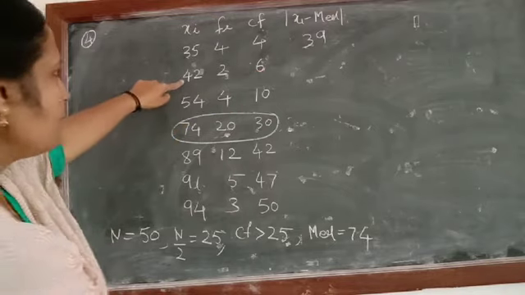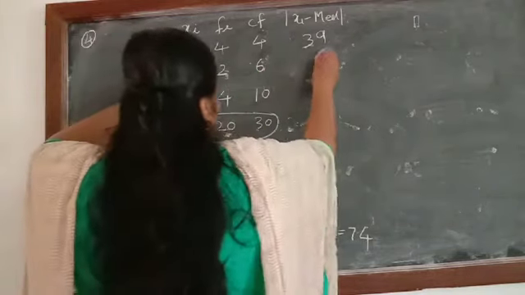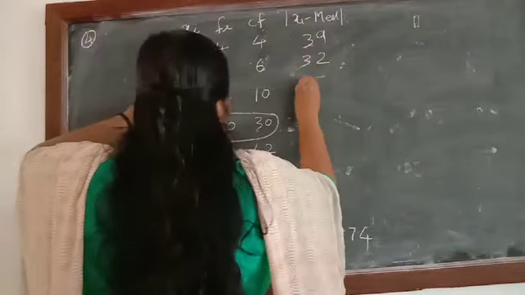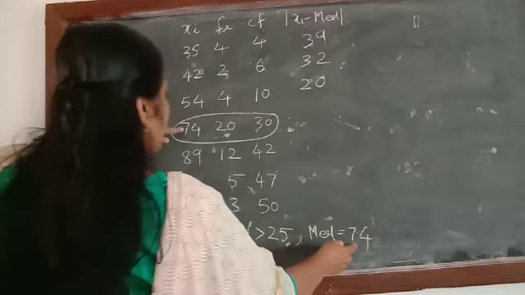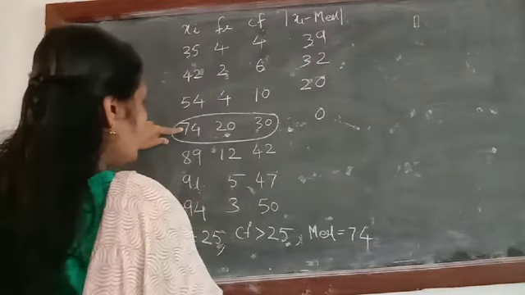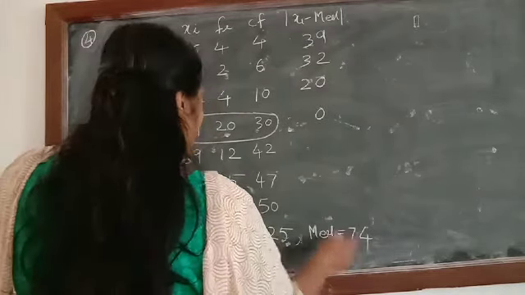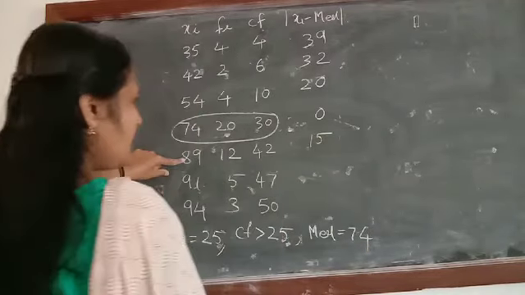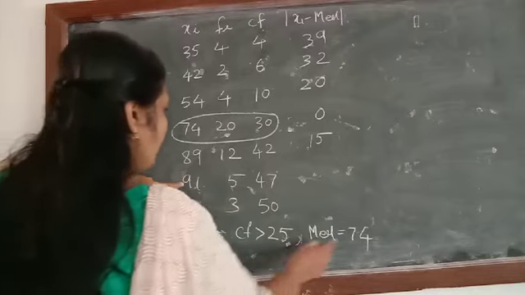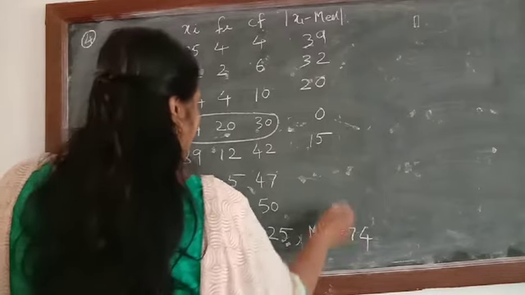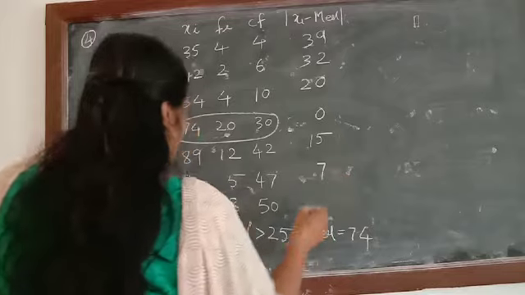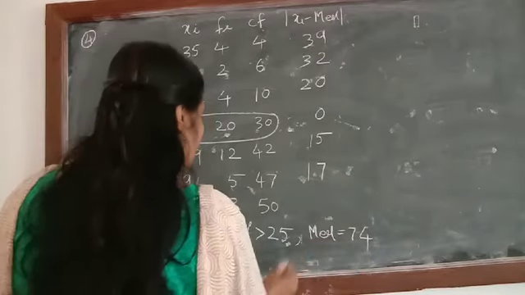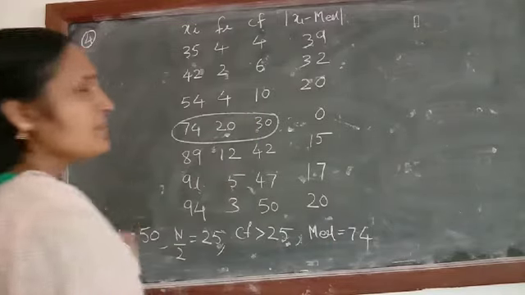And then 74 minus 42: 4 minus 2 is 2, 7 minus 4 is 3. Then 74 minus 54, 20. 74 minus 74, 0. 89 minus 74: 9 minus 4 is 5, 8 minus 7 is 1. So it is coming equal to 15. Then 91 minus 74: 11 minus 4 is 7, 8 minus 7 is 1, 17. Then 94 minus 74 is equal to 20.